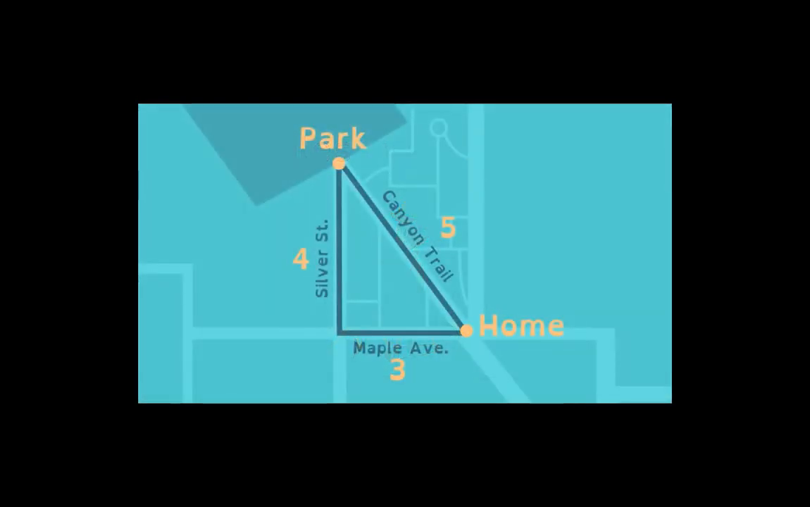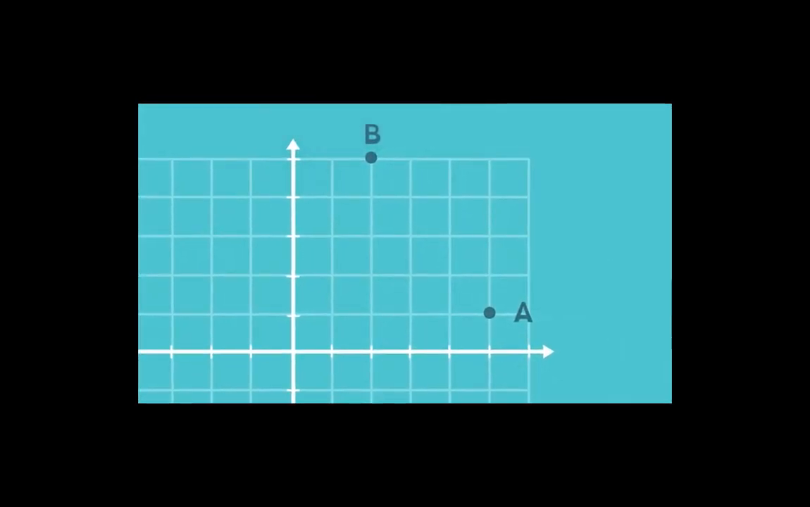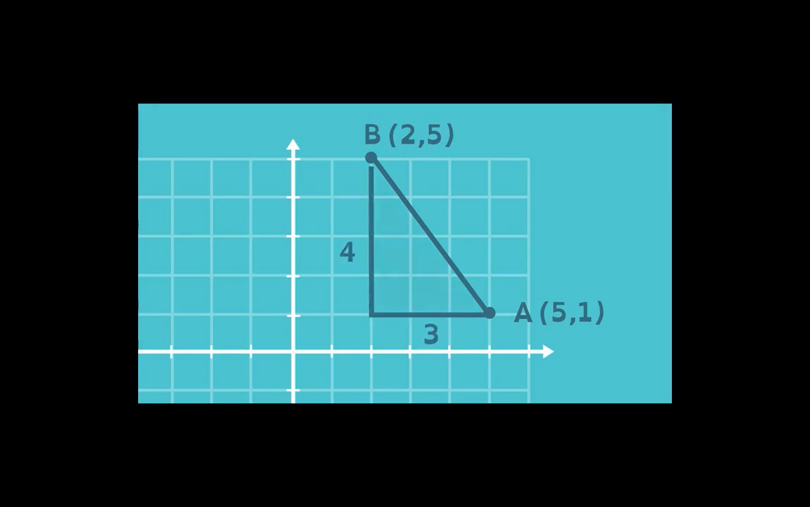What if Lucy doesn't know the lengths of Maple Avenue and Silver Street? A coordinate plane can help. Lucy's house and the park can be points on the plane. One at 5,1 and the other at 2,5. To find the distance between A and B using the Pythagorean Theorem, she needs a right triangle. One way to make one is to go 3 spaces left and 4 spaces up.